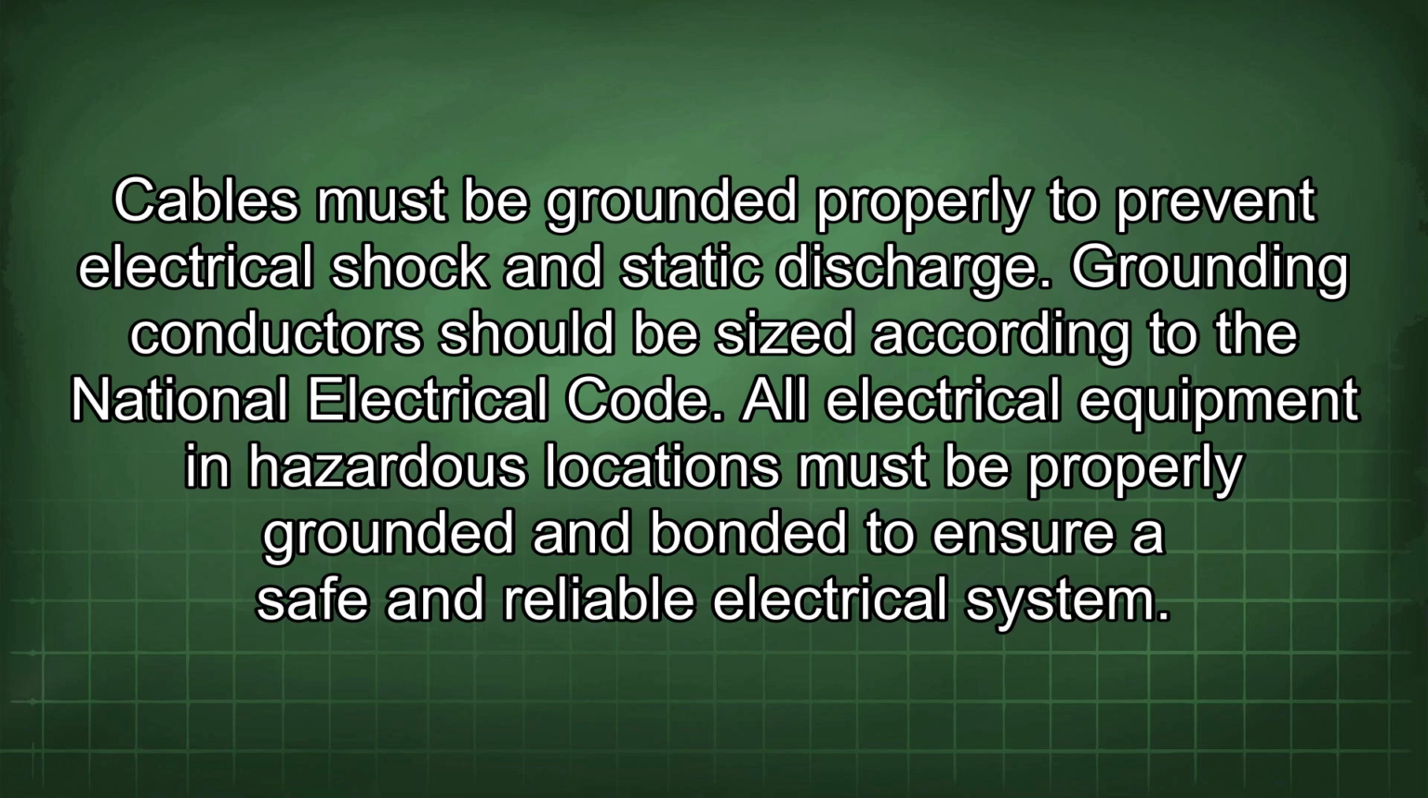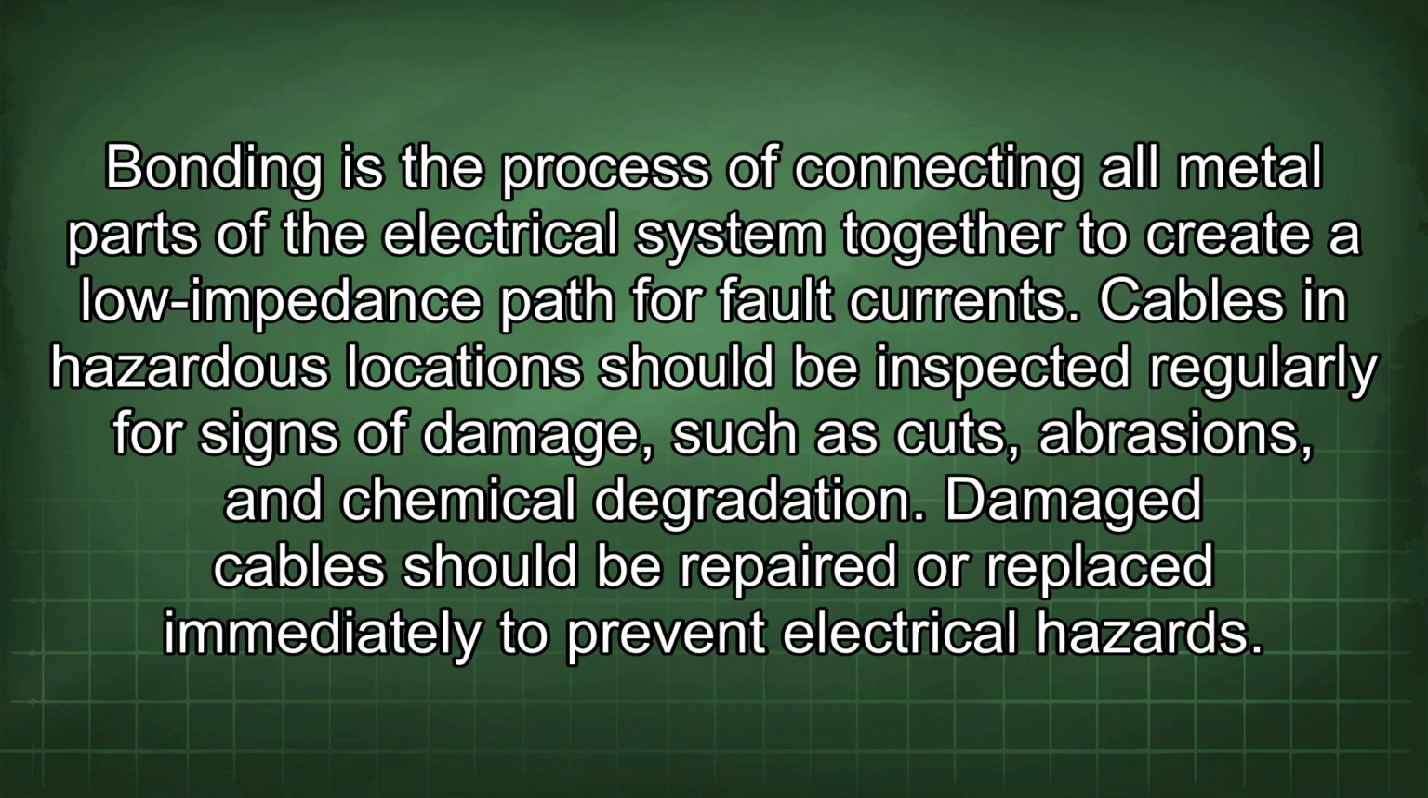All electrical equipment in hazardous locations must be properly grounded and bonded to ensure a safe and reliable electrical system. Bonding is the process of connecting all metal parts of the electrical system together to create a low impedance path for fault currents. Cables in hazardous locations should be inspected regularly for signs of damage such as cuts, abrasions, and chemical degradation. Damaged cables should be repaired or replaced immediately to prevent electrical hazards.